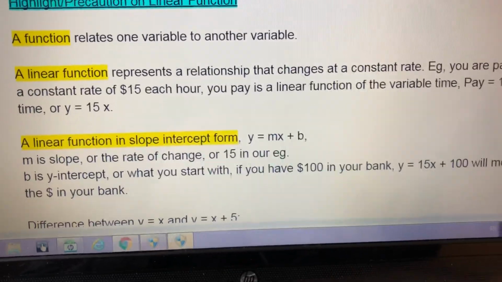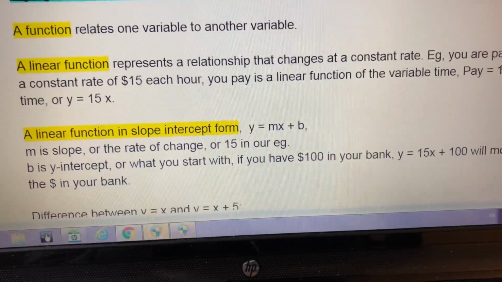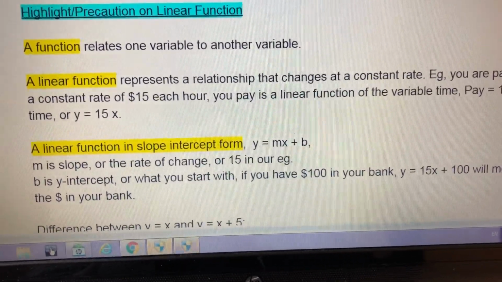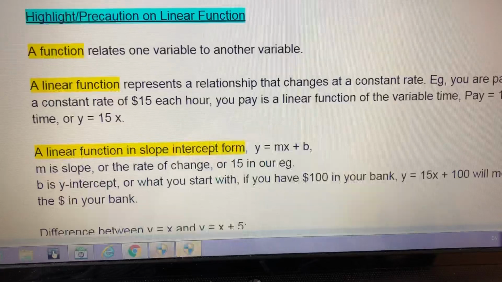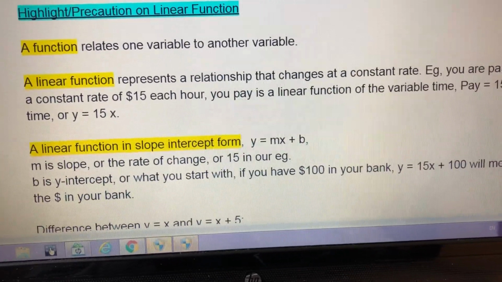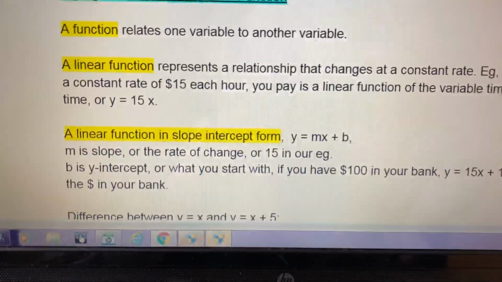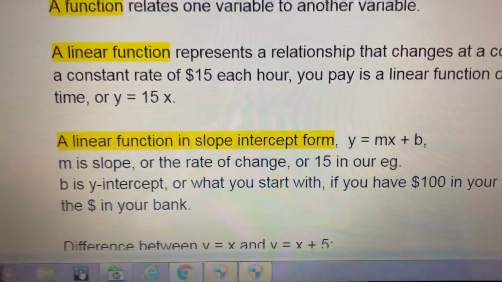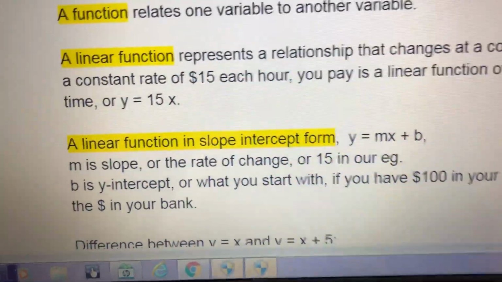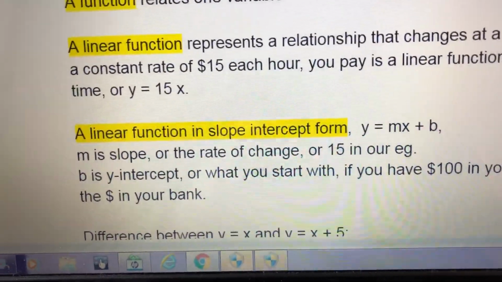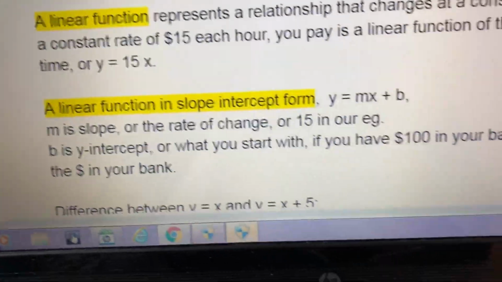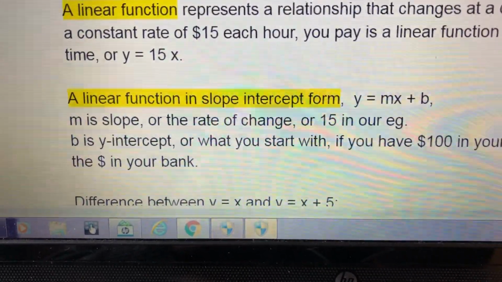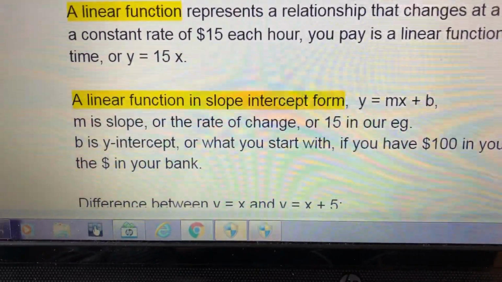For example, you get paid $15 an hour, so your pay is a linear function of a variable time. So pay is equal to 15 times the time that you spent, or y equal to 15x. A linear function in slope-intercept form is usually written this way: y equal to mx plus b. m is the slope, or the rate of change. In our example, the 15 is the slope, or the rate of change.